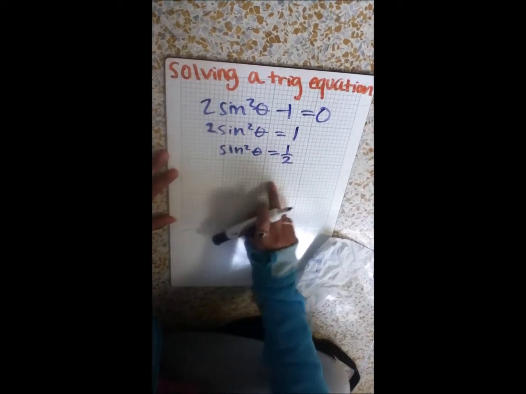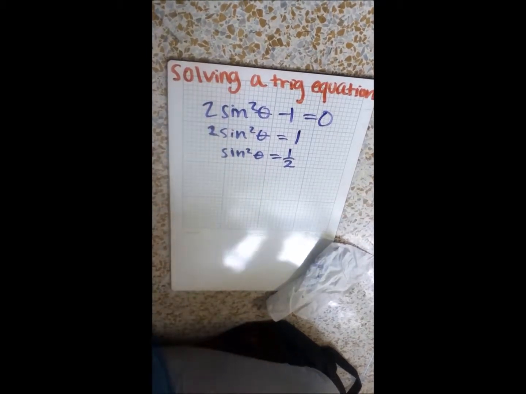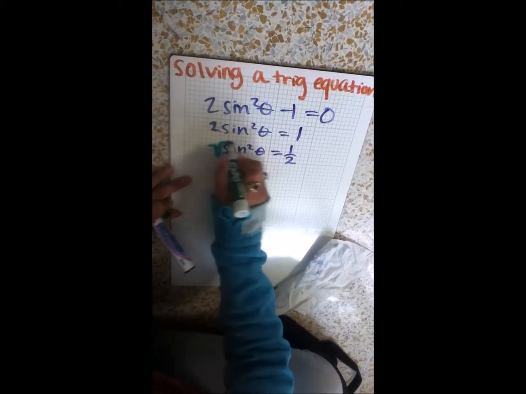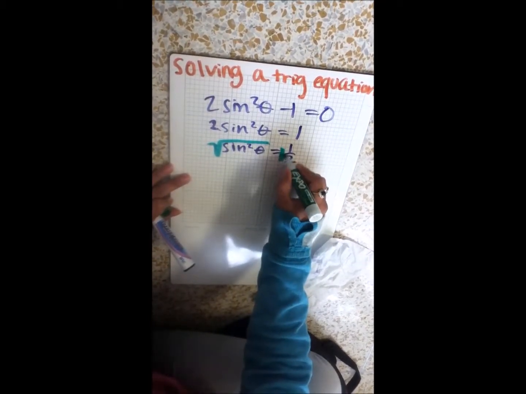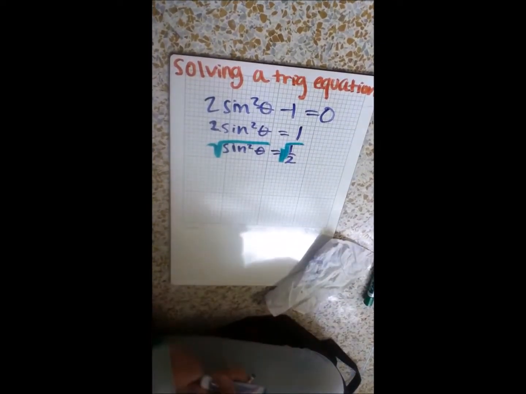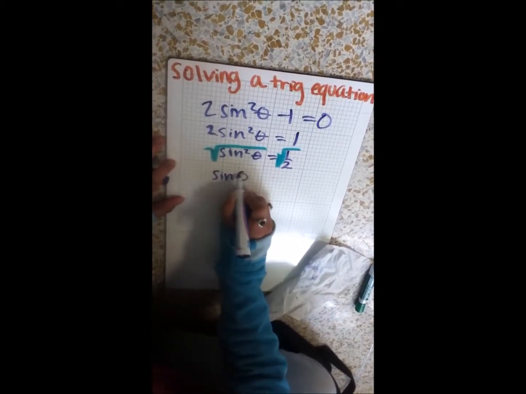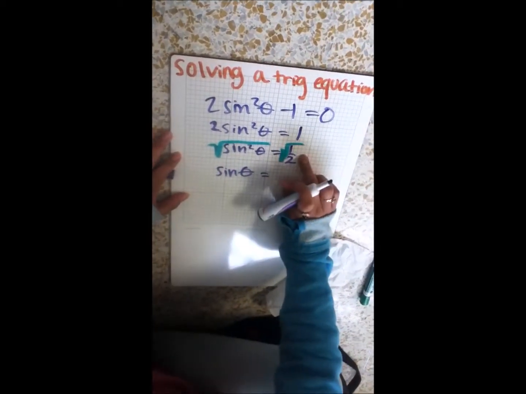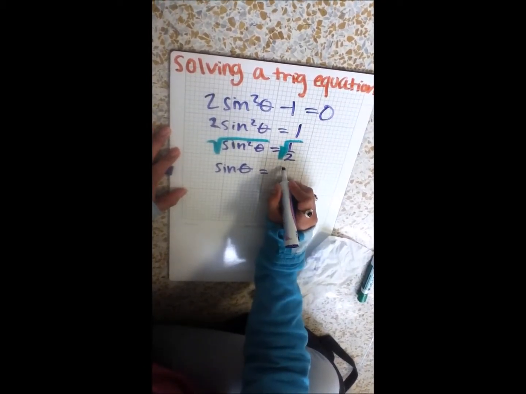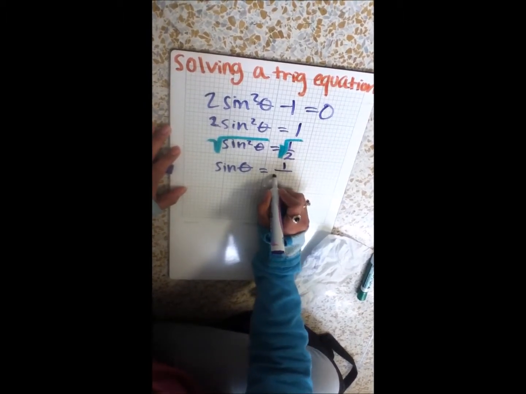So now you see that we also have a squared, so we need to get rid of that squared. For that, we're going to have to square root sine squared theta and the 1/2. We're going to have to square root both of them. So now we're left with sine theta equals, here whenever you square root 1, it's going to be the same thing, it's 1, so you don't really need the square root up there. So you're just going to be left with 1 over square root of 2.